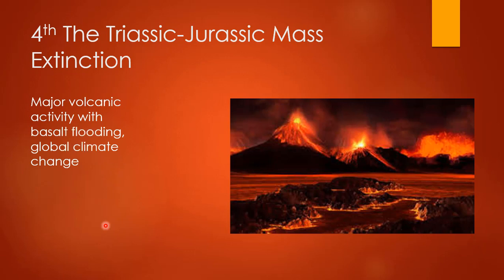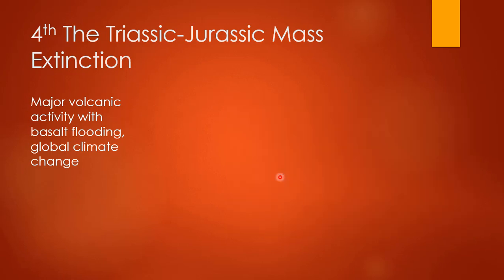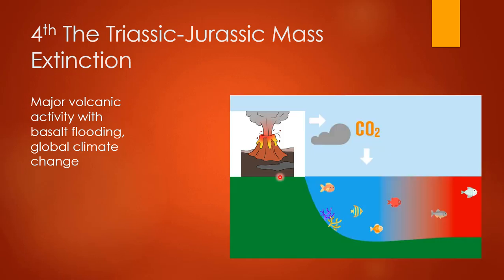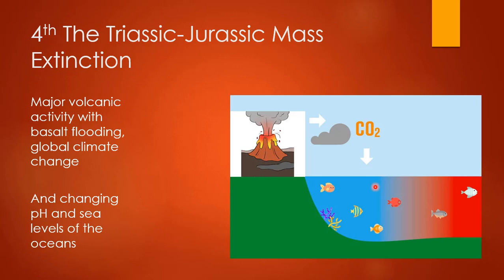In this event, there was major volcanic activity with basalt flooding and global climate change. It was probably caused by that. So we had volcanoes, and the volcanoes put out a lot of CO2, and the CO2 then went into the ocean. When it went into the ocean, it caused a pH change and sea level change in the oceans that killed a lot of the marine critters. So you'll see a corollary to this right now.